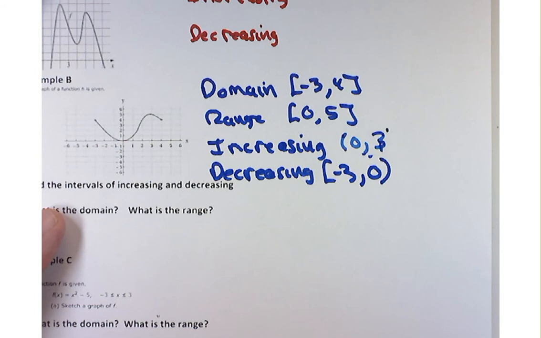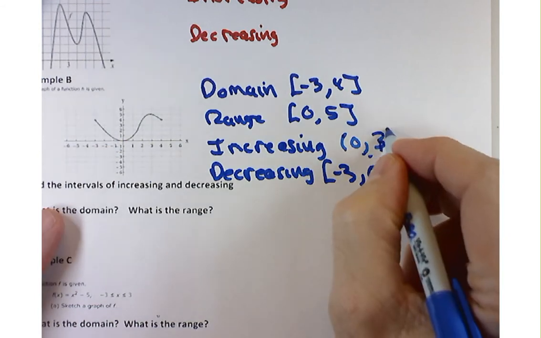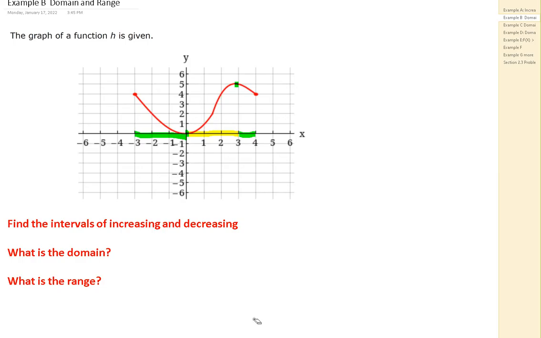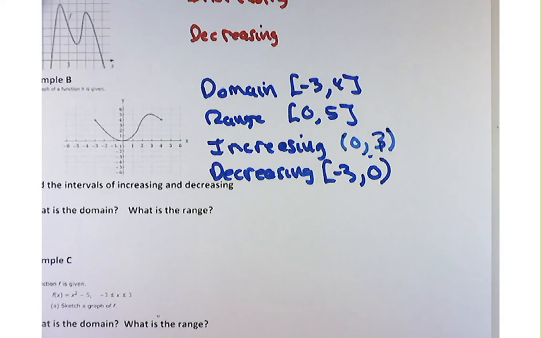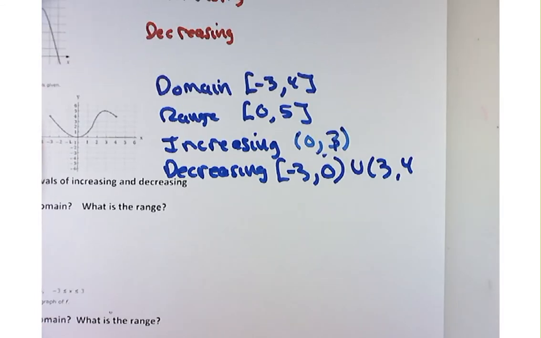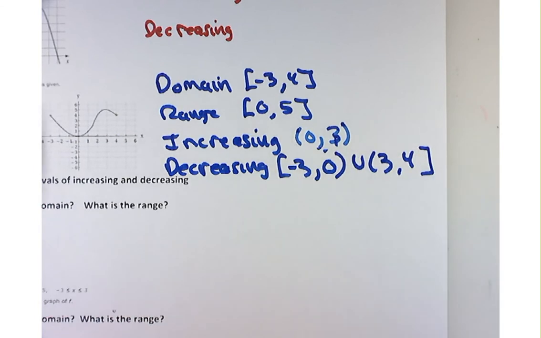Bracket or parenthesis? Parenthesis, good. Because at 3, you have this brief pause while the function flattens out and then comes back down. So 0 to 3. Then what happens to the function? Starts decreasing again. So that last interval is going to be 3 to 4, so union 3 to 4. And 4, at least WebAssign is going to put it in a bracket. Okay, so it's just the endpoints that you have to worry about for brackets. All this other stuff in between is going to be parentheses.